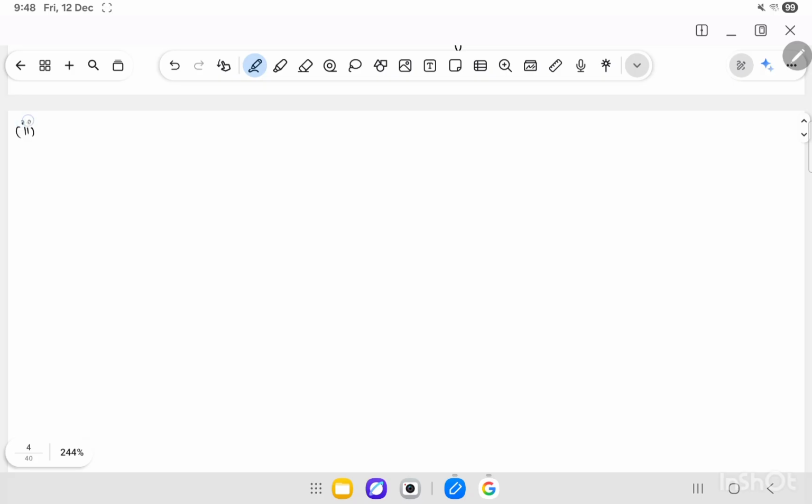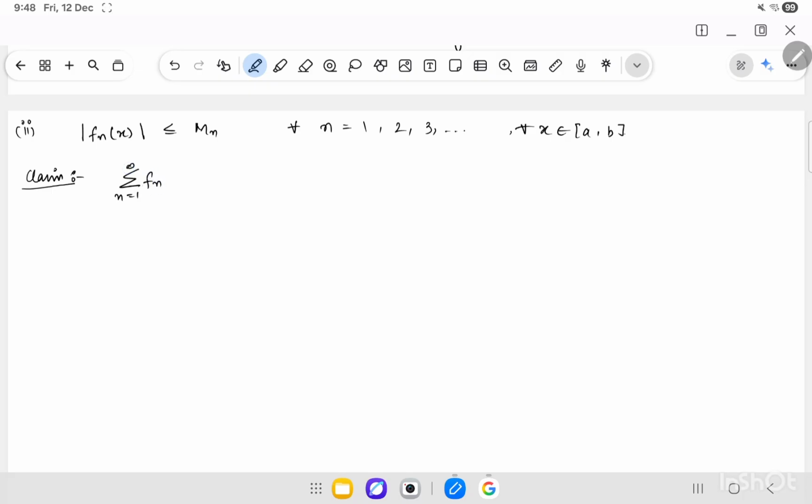So the second part is, the first thing that is given to us is that the absolute value of fn(x) is less than or equal to Mn for all n equals 1, 2, 3, and this holds for all x in the closed interval [a, b]. So our claim here is that the summation n equals 1 to infinity of fn converges uniformly on the closed interval [a, b] if the summation of Mn converges.